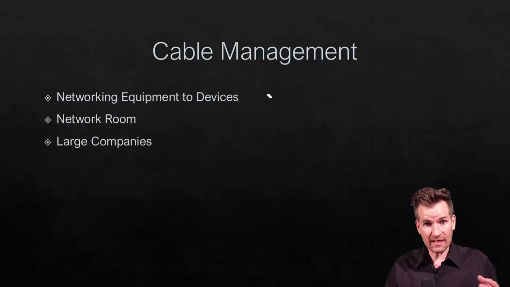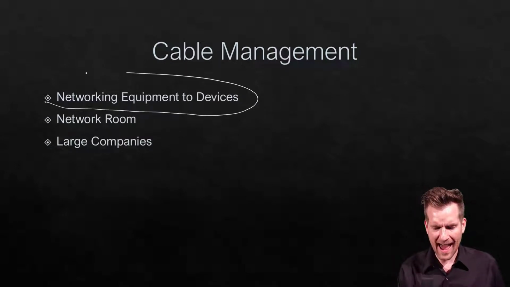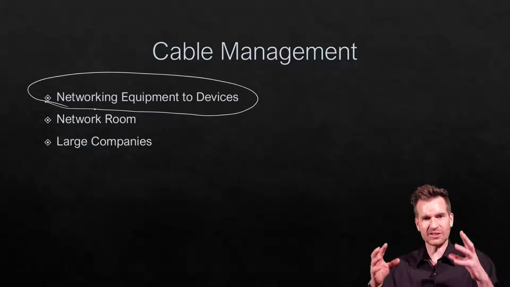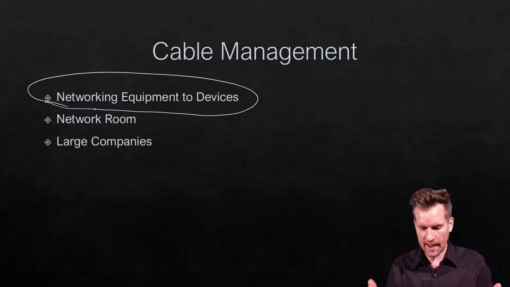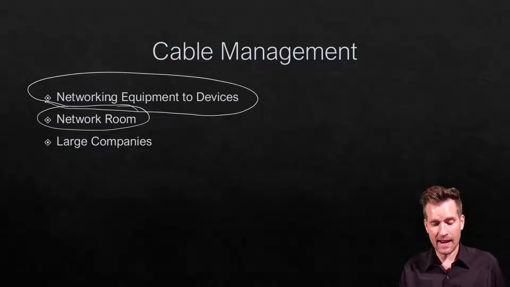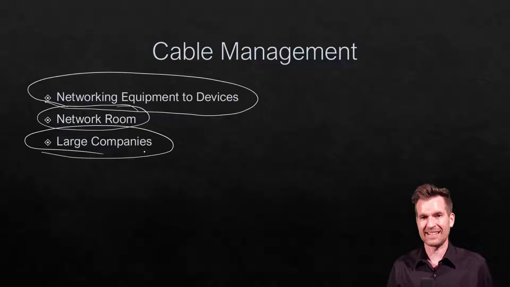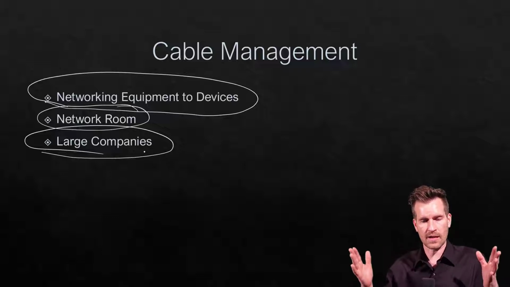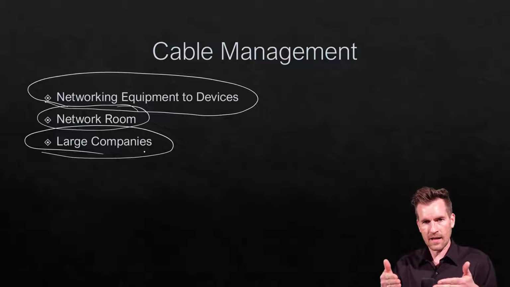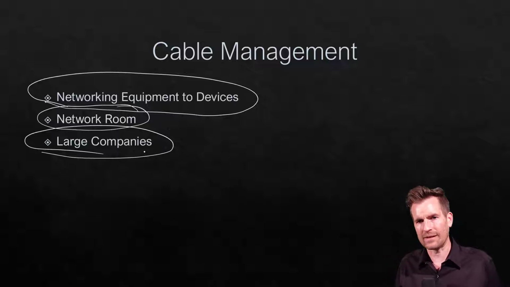All right, within this video, what we're going to be talking about is networking equipment and how you get the devices to actually connect to this different networking equipment. We're going to take a look at a network room and what a network room might look like. And then we'll also talk about what some of the differences are when you're talking about a large company. So we're going to start out talking about a small company, and then we'll look at more of a large company and how it differs a bit.